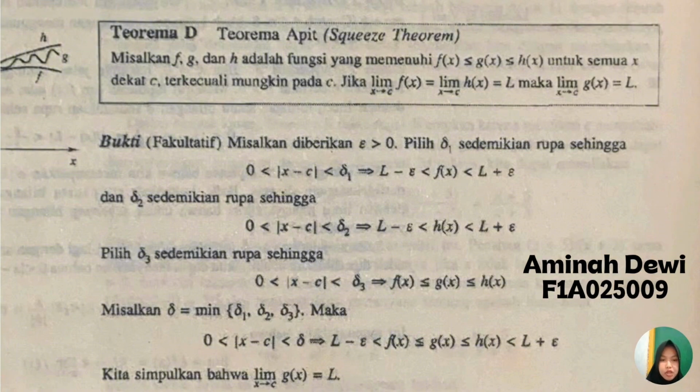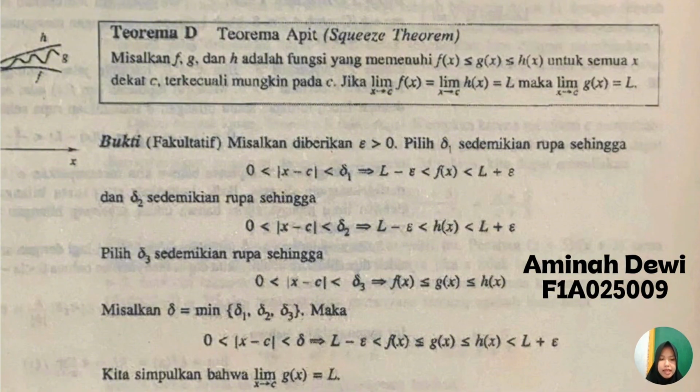Thus, delta 3 says that 0 is less than the absolute value of x minus c, which is less than delta 3, implies f of x is less than or equal to g of x, which is less than or equal to h of x. Let delta be the minimum of delta 1, delta 2, and delta 3.